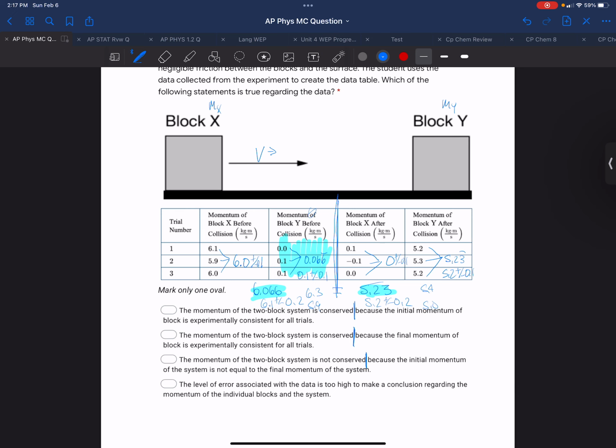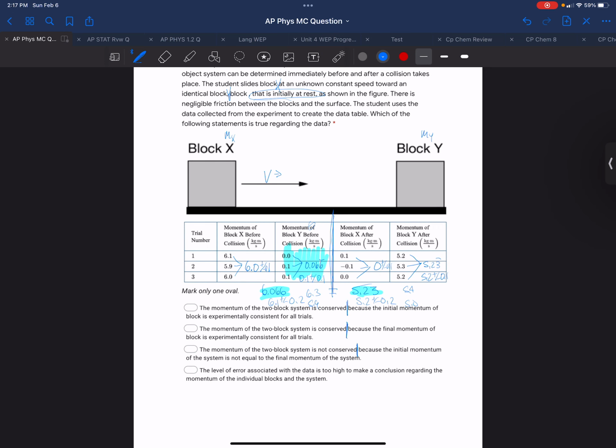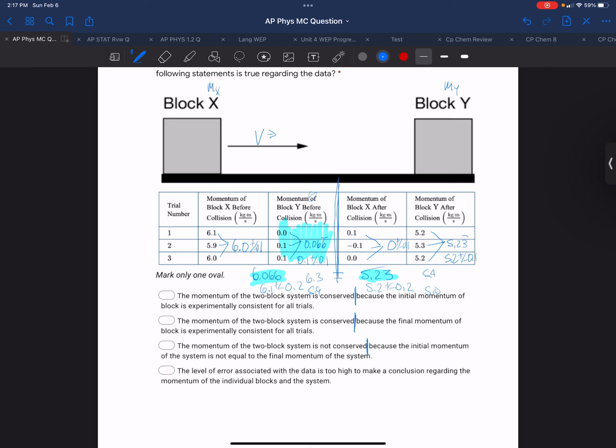There isn't overlap in those answers. And since there isn't overlap, the error isn't so large. It's not too high. The error here actually suggests they're different from each other. So this choice is definitely out.